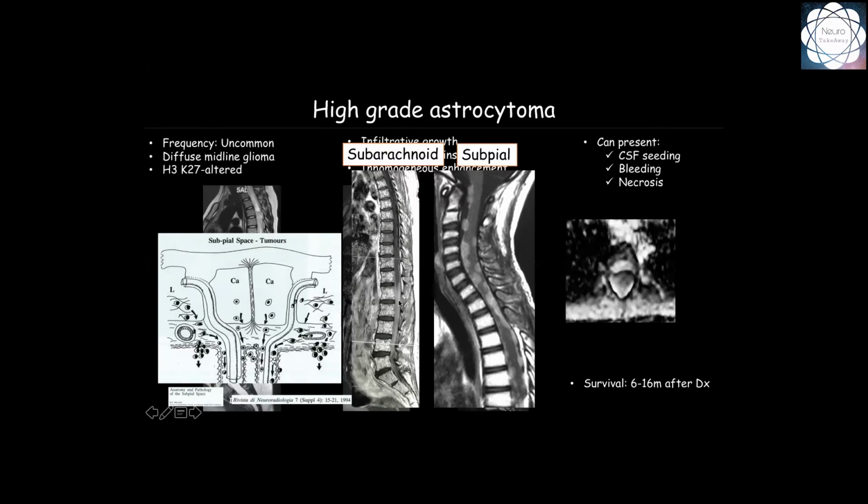And on imaging, they are different. For example, in this case, we have this subarachnoid pattern of enhancement at the thecal sac, and here you have the typical subpial enhancement with the sheath layer at the surface of the cord, and sometimes they are associated with these subpial nodules that protrude into the spinal cord.